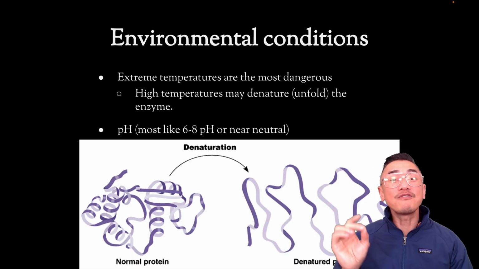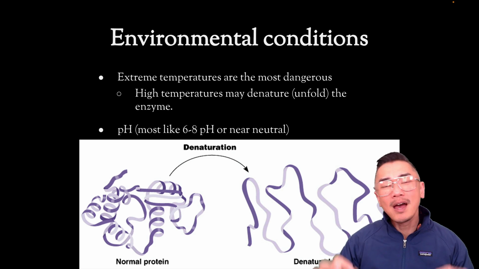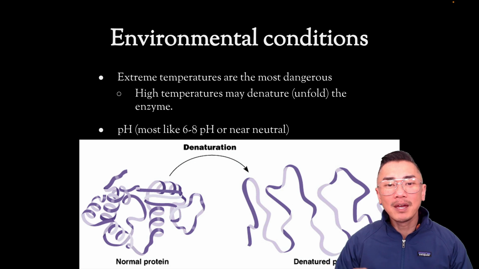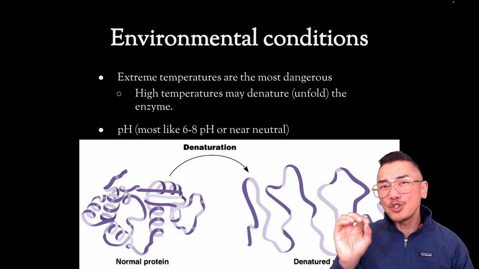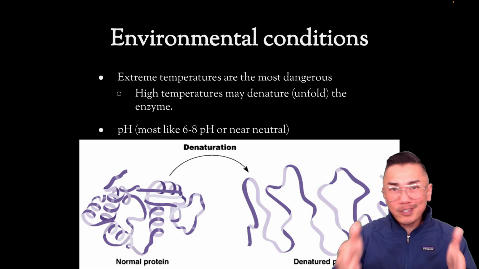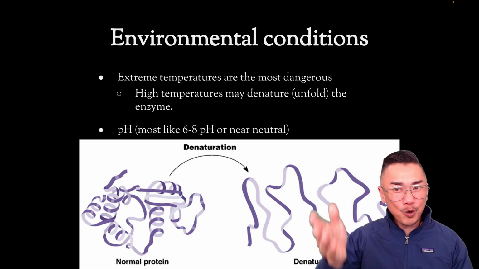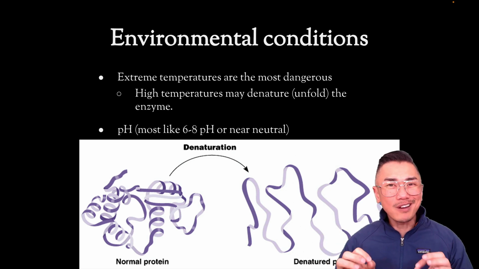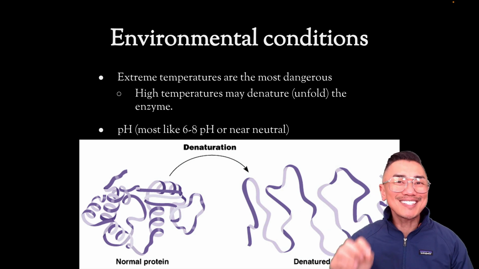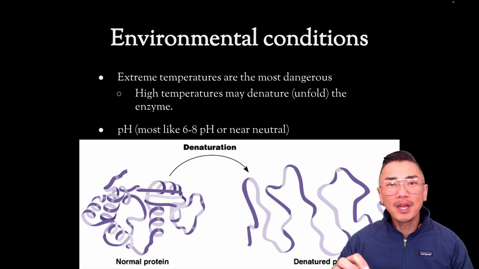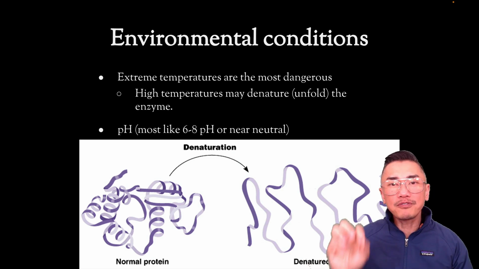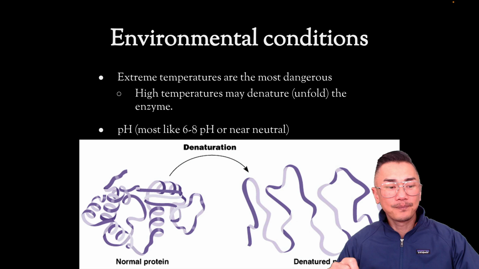Extreme temperatures are very dangerous to enzymes. High temperatures may denature or unfold an enzyme. When enzymes denature, they can no longer function. pHs that are too low or acidic, or too high or basic, can also denature enzymes. Most enzymes prefer a pH between 6 and 8 that is near neutral. There are exceptions, however, like the enzymes in your stomach that prefer low pHs.